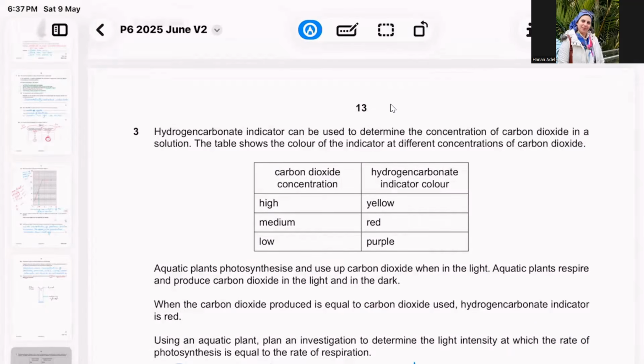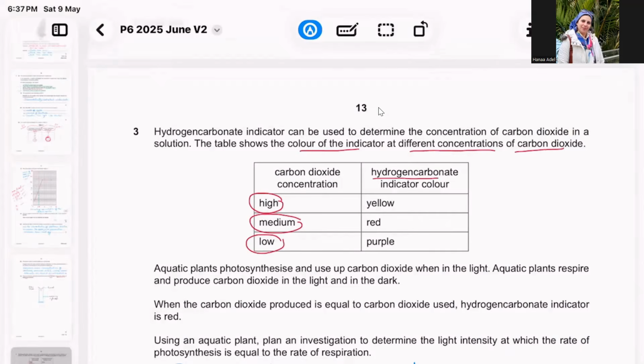Hydrogen carbonate indicator can be used to determine the concentration of carbon dioxide in a solution. The table shows the color of the indicator at different concentrations of carbon dioxide. So we have 3 different concentrations, maybe high, medium, or low.